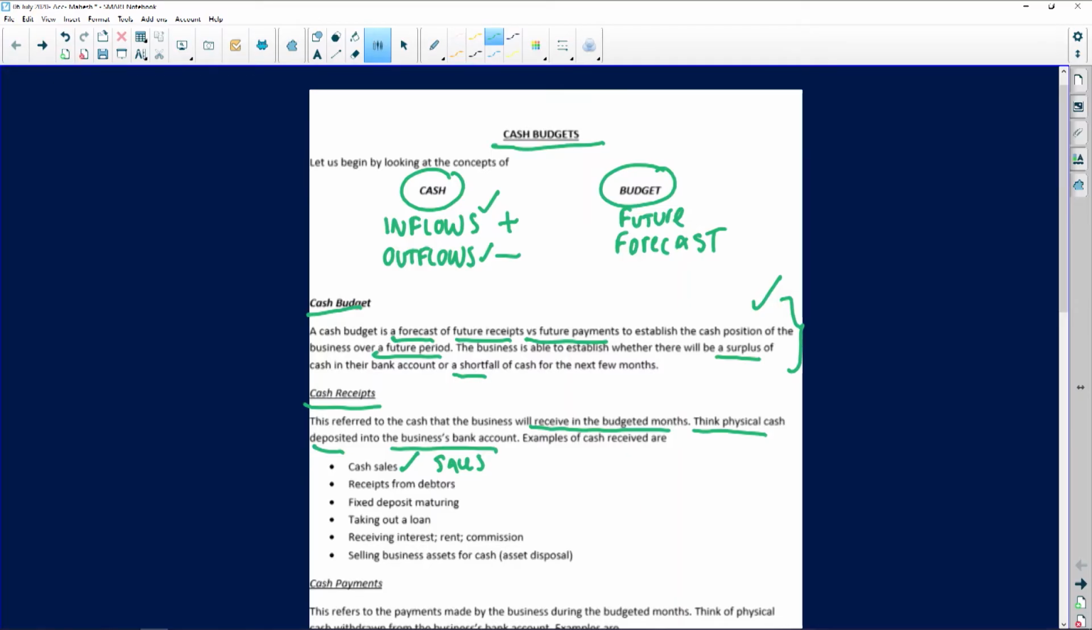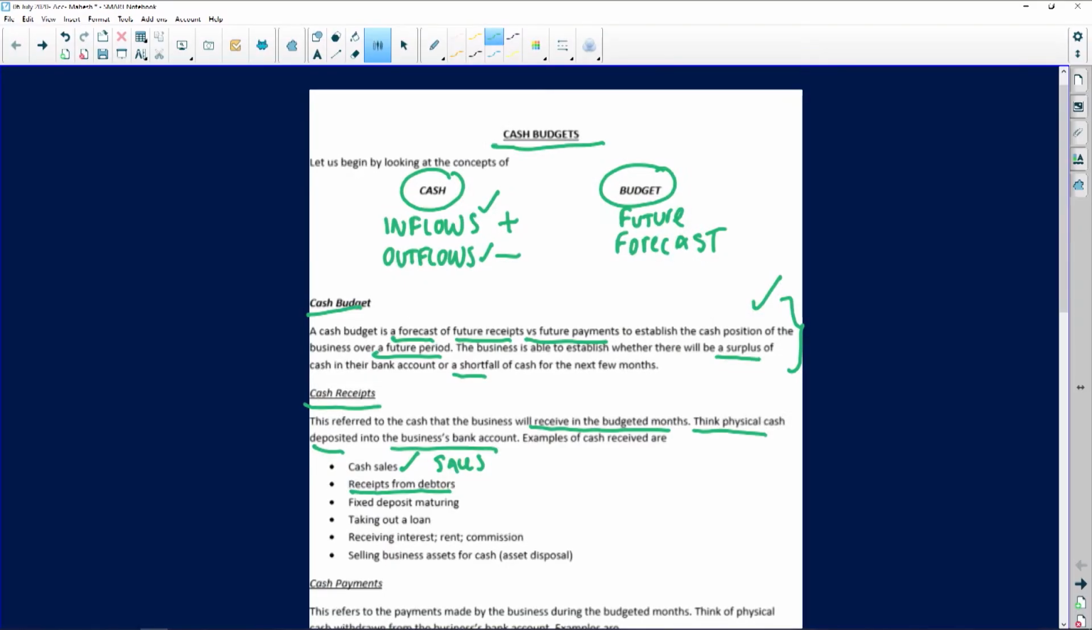So cash sales is physical money that the business would receive that would go into your bank account. Then receipts from debtors. Now remember, when you sell on credit, obviously you are not receiving money at the point of sale. However, when your debtors pay their accounts, when you now receive payments from your debtors, then obviously that becomes a cash receipt. Money is now going into your bank account.